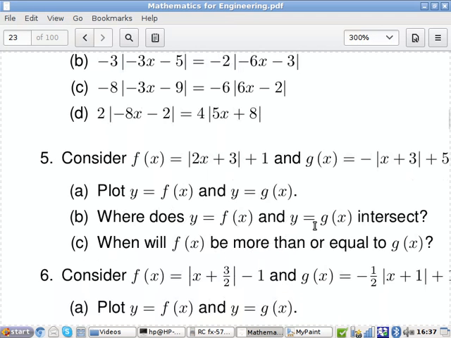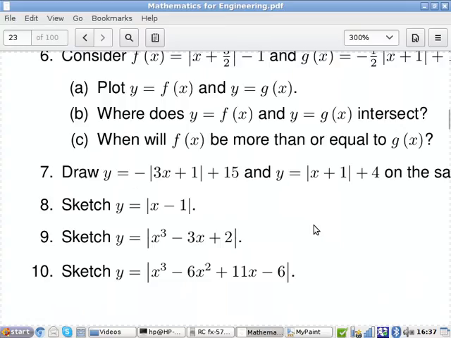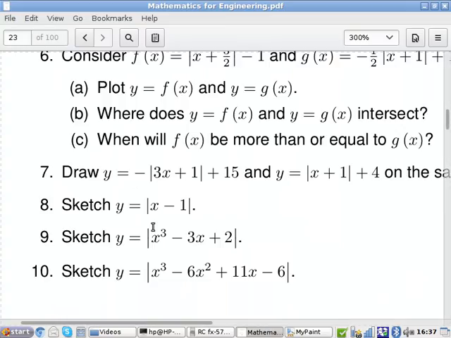Okay. Right. Some of these questions get very hard towards the end, especially these ones here. Although you might be surprised, they're not as hard as they look.